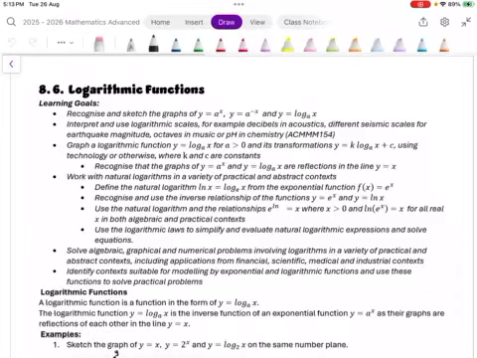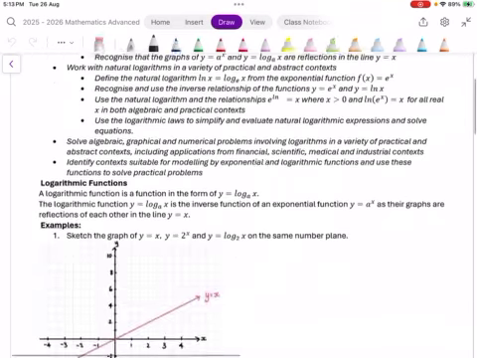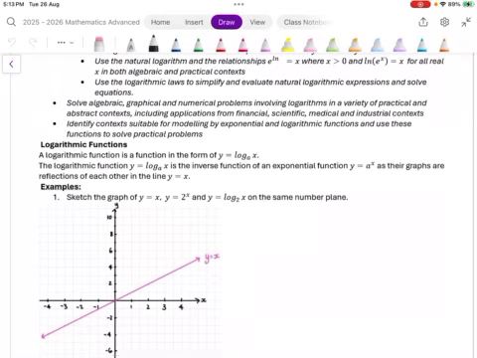Year 11. Today what we're doing is looking at logarithmic functions. So what we're going to do is look at what a logarithmic function looks like graphically. We have investigated them algebraically, but now we're going to look at how to graph them. So a logarithmic function is a function in the form of y equals log base a of x.